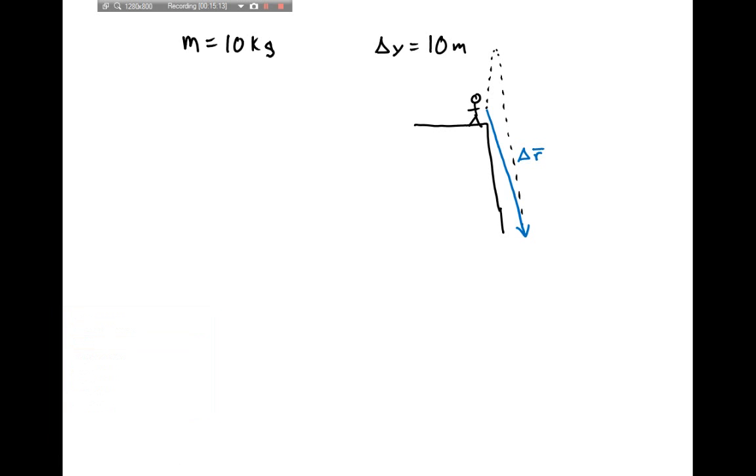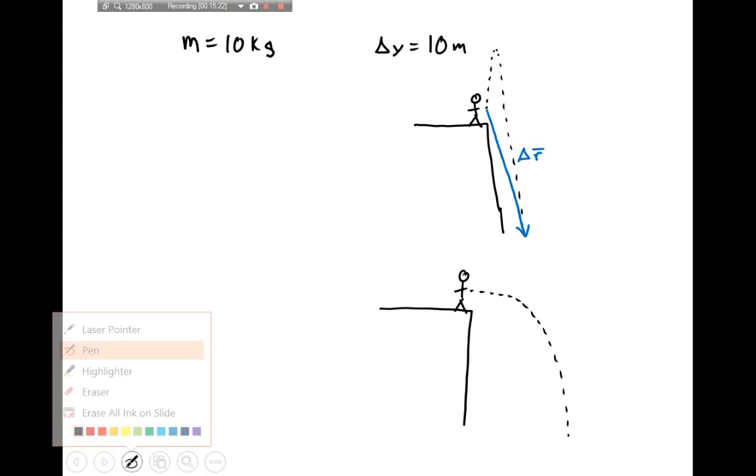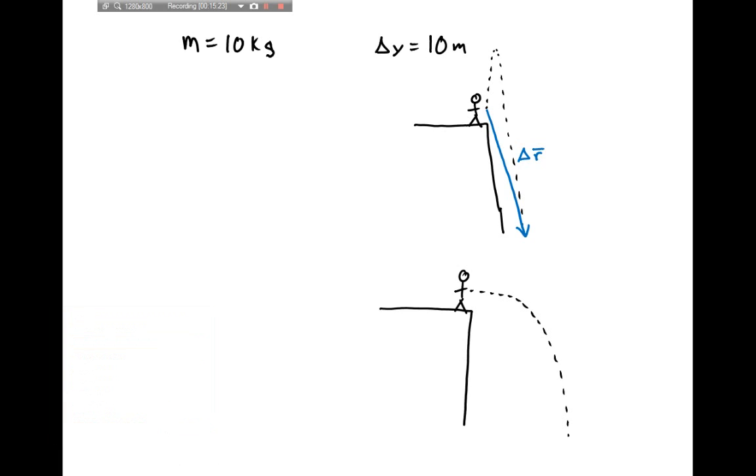Now if the stone is thrown horizontally off of the building, then the path the stone takes is going to look something like this. It's going to travel outwards like this and then come down. So the displacement vector in this case is going to look something like this. It's going to kind of come out like this. I did not draw that very well. It's going to come out like this. So this is my displacement vector.